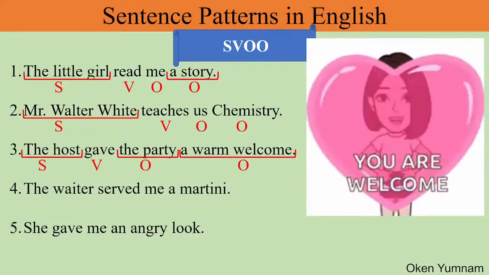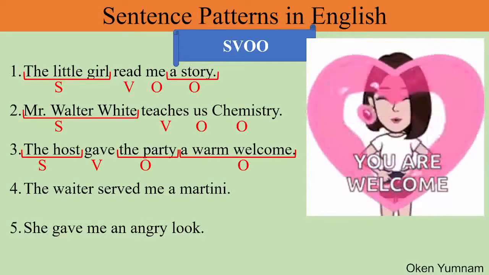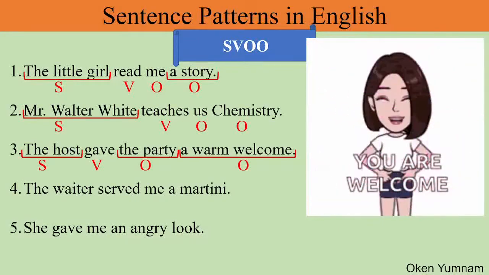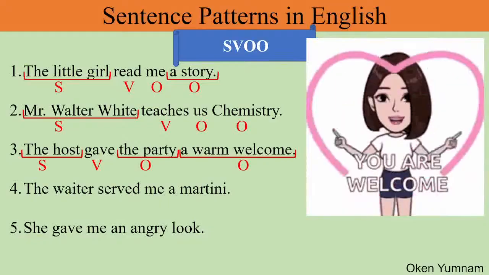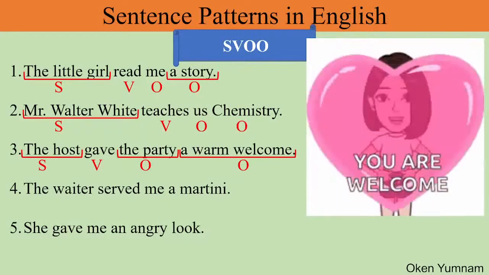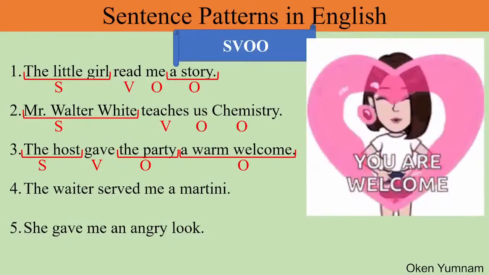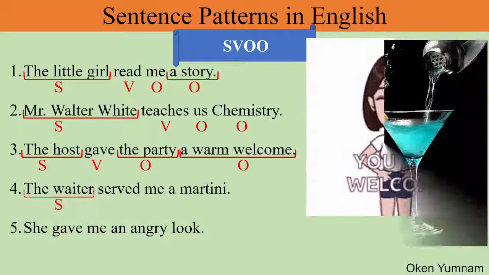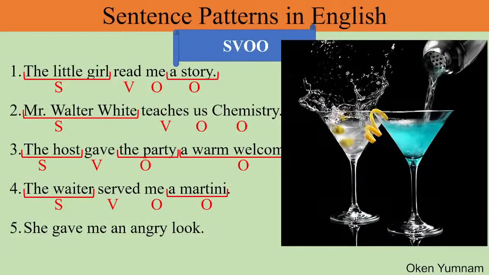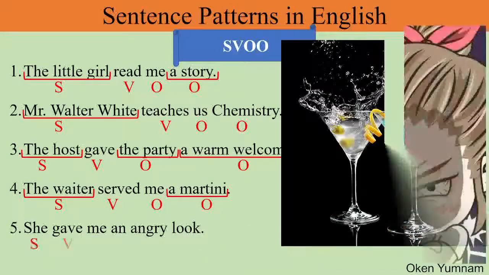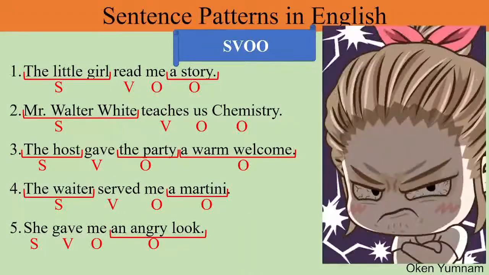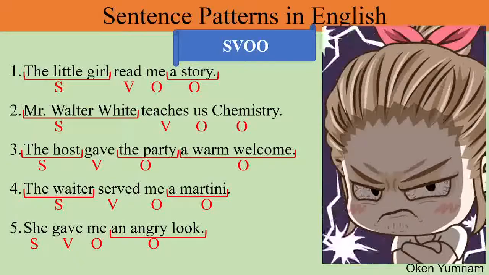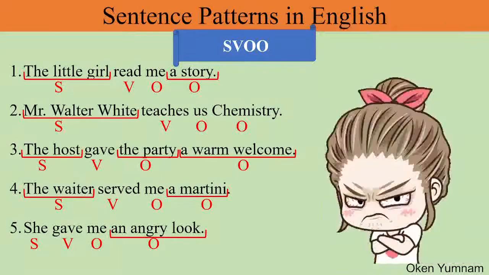The host gave the party a warm welcome. The host, subject, gave, verb, party, object, a warm welcome, another object. The waiter served me a martini. SVOO. Number 5, similarly again, she gave me an angry look. SVOO.